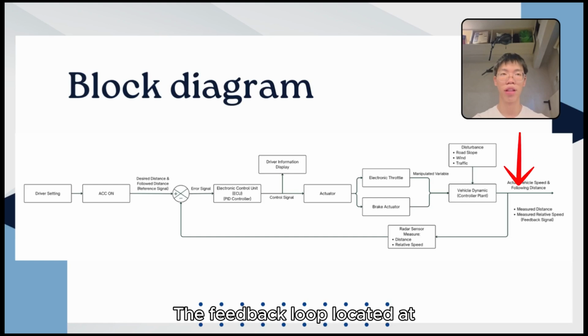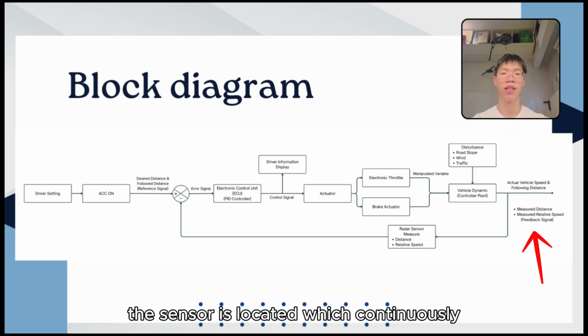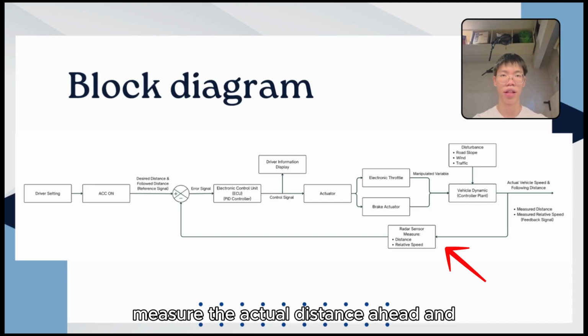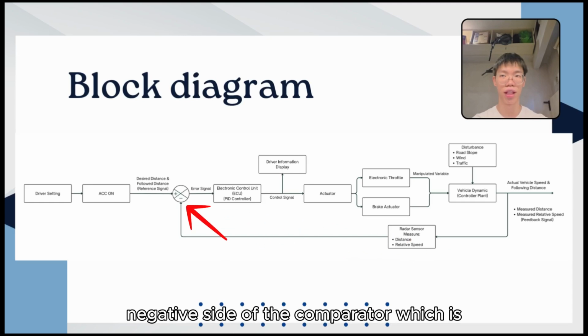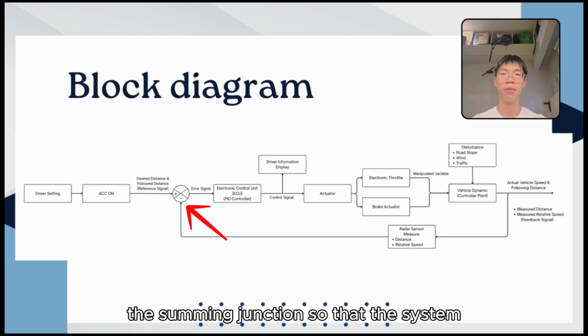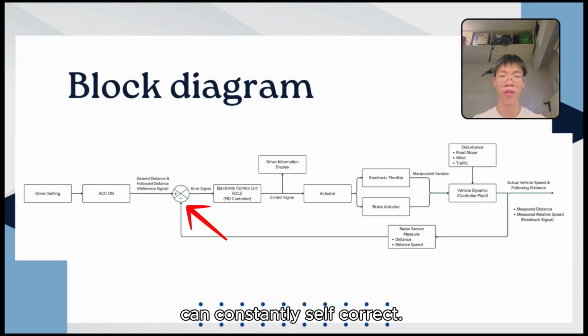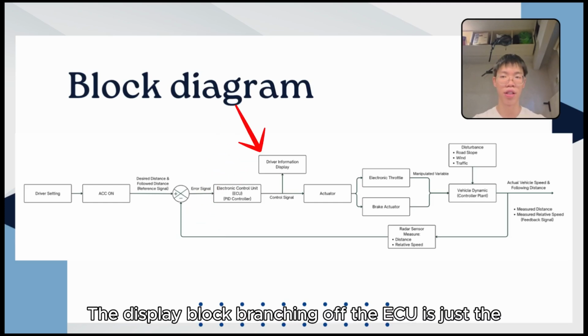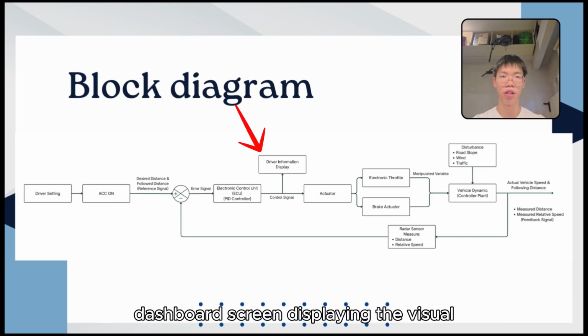The feedback loop located at the bottom of the block diagram is where the sensor is located, which continuously measures the actual distance ahead and loops that data back to the negative side of the comparator, which is the summing junction, so that the system can constantly self-correct. The display block branching off the ECU is just the dashboard screen displaying the visual information to the driver, and doesn't interfere with the car's movement.